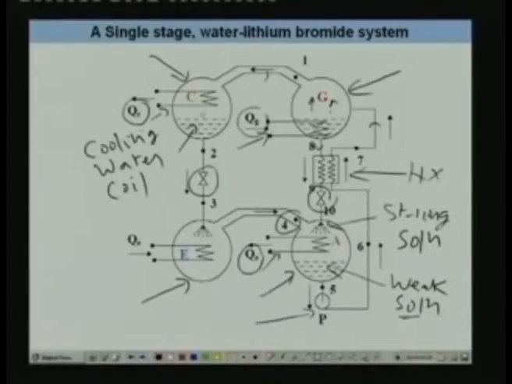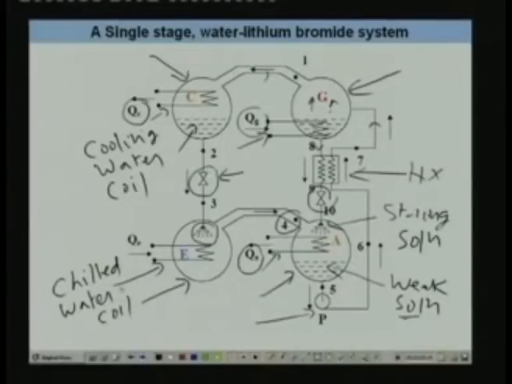This is still at high pressure, so the pressure has got to be reduced. So this water flows through this refrigerant expansion valve, where it undergoes a pressure drop, and this low pressure water is now sprayed into this evaporator. When it is sprayed, the liquid droplets fall onto this chilled water coil, and as it falls on the chilled water coil, it evaporates.